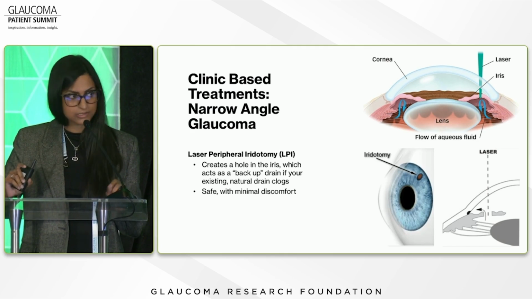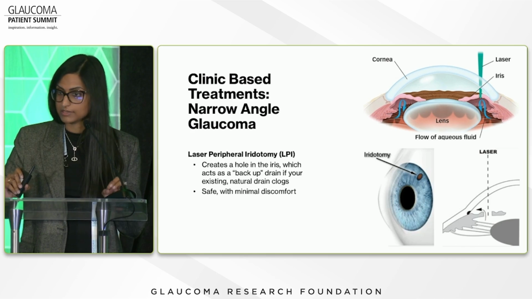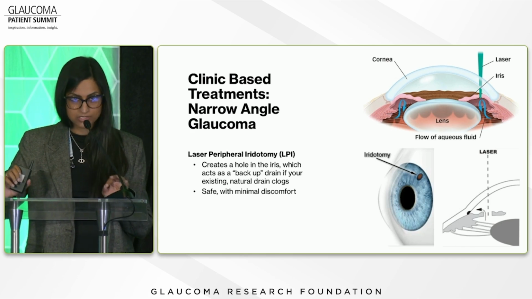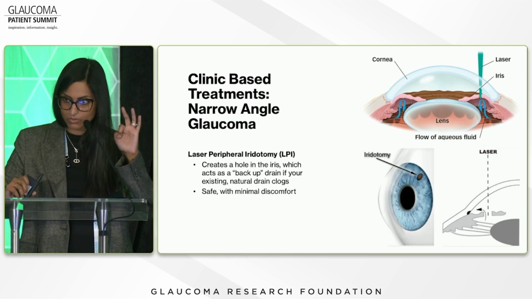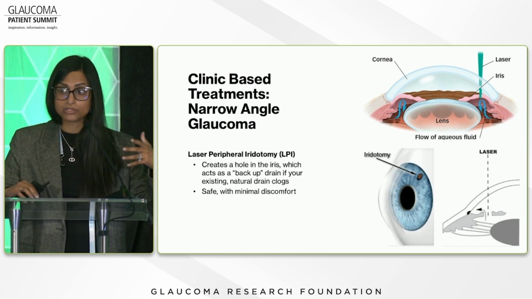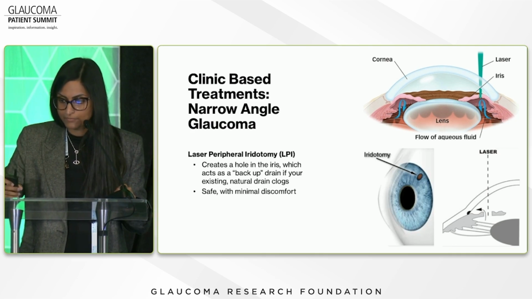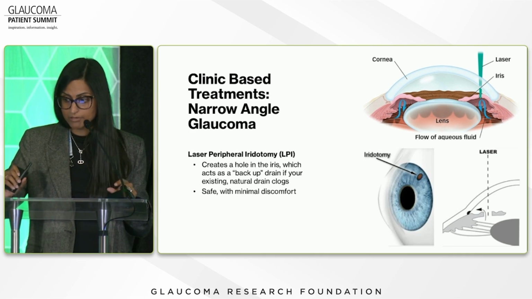So in this case, a small hole is being made in the colored part of the eye, or the iris, and this acts as a backup drain. That way, if your existing drain gets clogged, you have a tiny little drain there that can help drain the fluid, and you avoid going into what's called an acute angle closure glaucoma attack. This hole is microscopic. You can't see it.